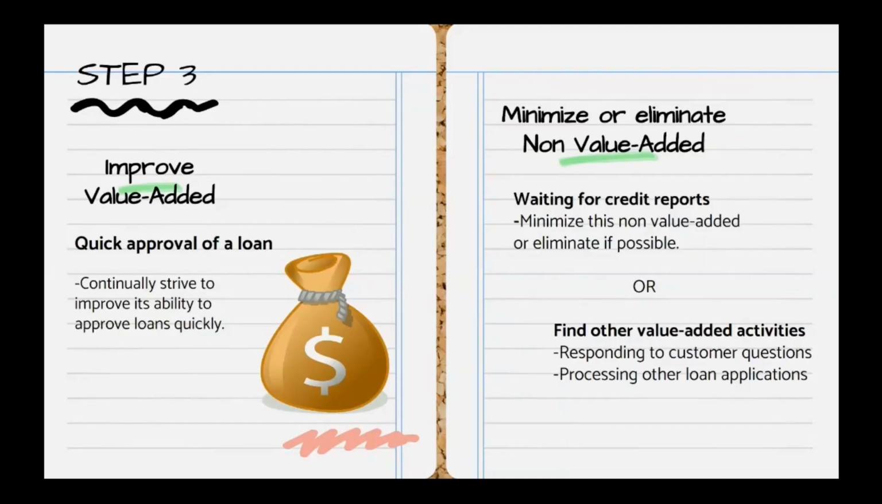The last step is to improve value added activity and minimize or eliminate non-value added activities. So quick approval of a loan is obviously a value-added activity in this case. Therefore, the bank institution needs to continually strive to improve its ability to approve loans quickly. And as for the non-value added, which is waiting for the credit report, it needs to be minimized. The bank institution may also find other value-added activities such as responding to customer questions or processing other loan applications in order to minimize those non-value added activities.